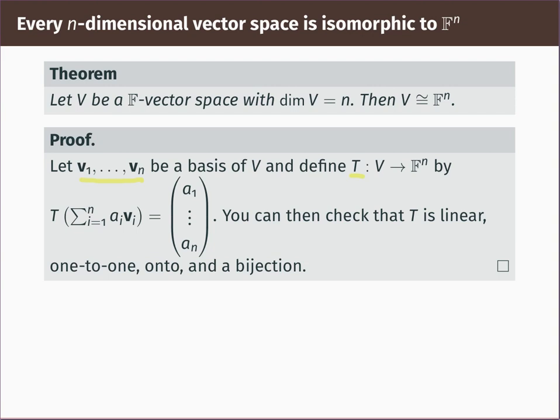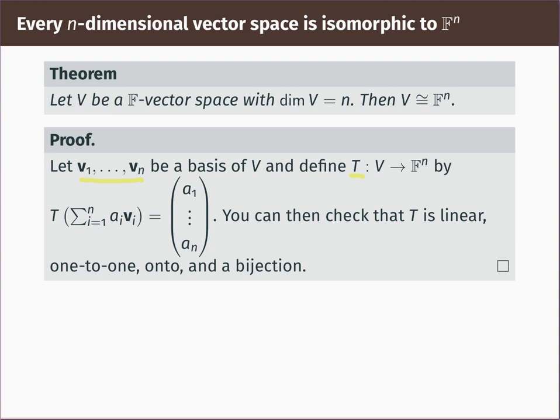Now this is a linear map. You need to check this, but it's not very hard to check. It is one to one. I think it's kind of clear that it's one to one, because if you have two things with the same image, then they are both equal to the first entry of the image times v1 plus the second entry of the image times v2, and so on. So one to one is very easy.